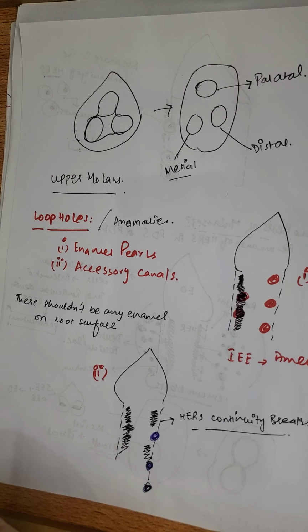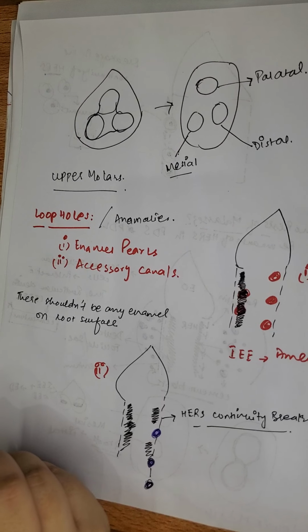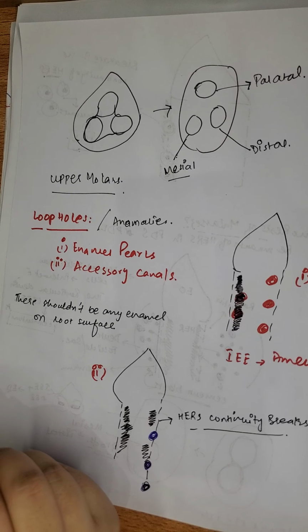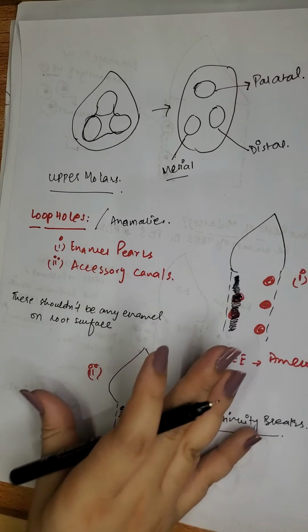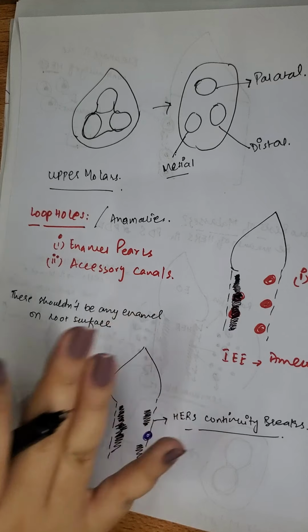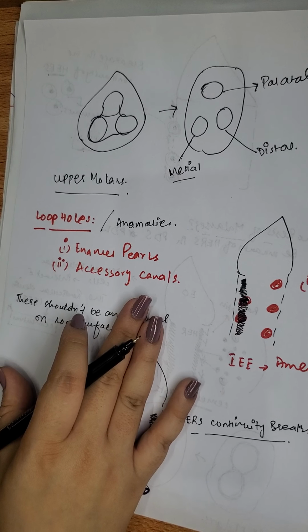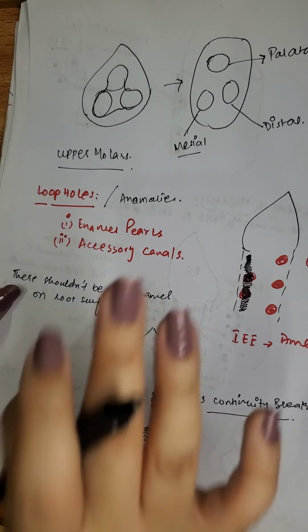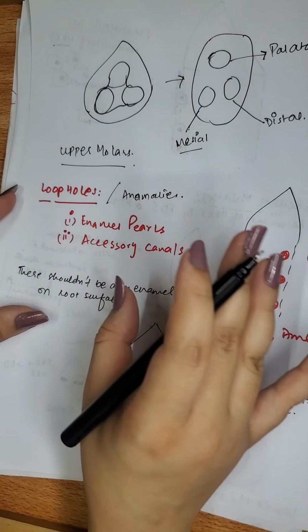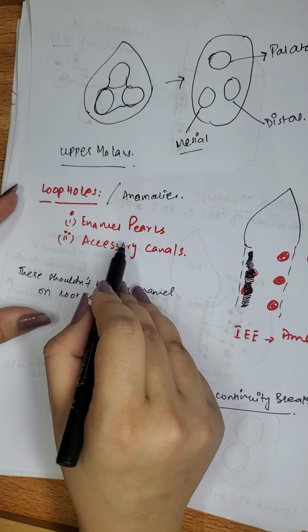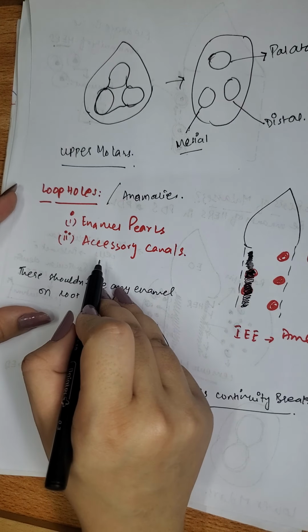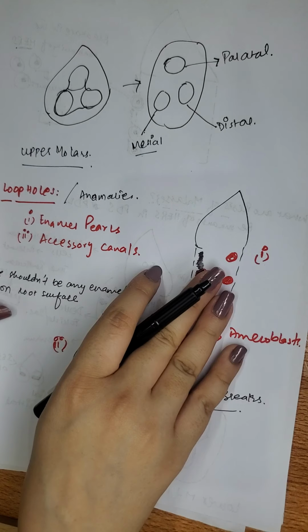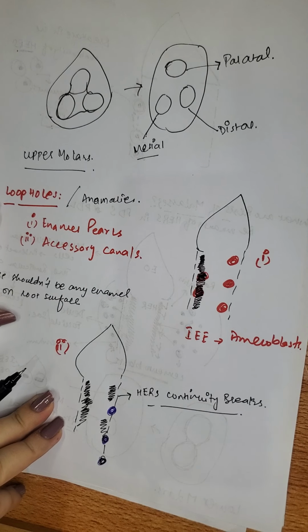So here are a few anomalies or loopholes in the formation of this whole bell stage. Whenever two things happen inappropriately: number one, these are the enamel pearls. Number two, these are the accessory canals. How are the enamel pearls and how are the accessory canals formed?